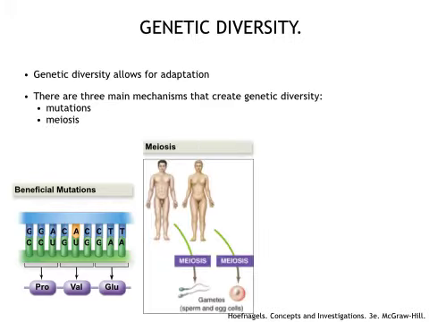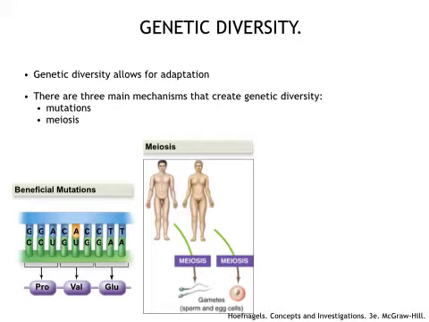Then we also looked at meiosis and how through crossing over and independent assortment, meiosis can generate genetic diversity. So, for example, males and females each could make 8 billion or more gametes, sperm or eggs, and each one of them is going to be different from the other. No two will be alike. So, literally, you could have 8 billion children and none of them would look the same.